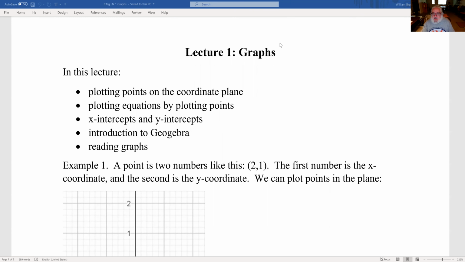Okay, so this will be our first lecture for Math 112. Lecture 1 is about graphs. And in this lecture, we'll plot some points in the coordinate plane. We'll plot some equations by plotting some points, introduce x-intercepts and y-intercepts and Geogebra, which is a very useful online calculator. And we'll learn about reading graphs.